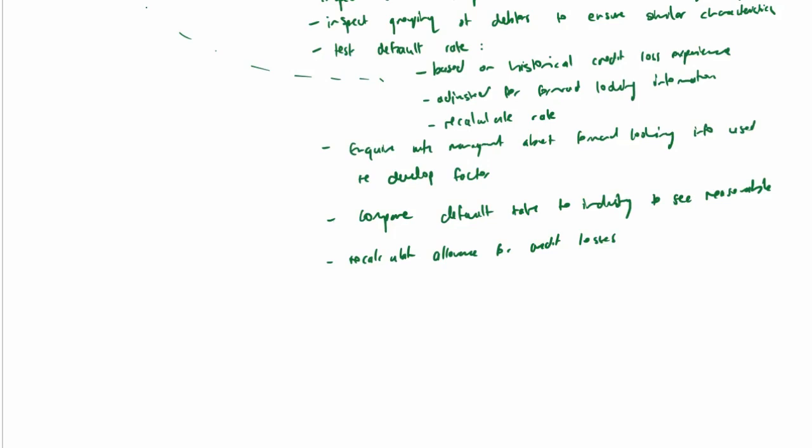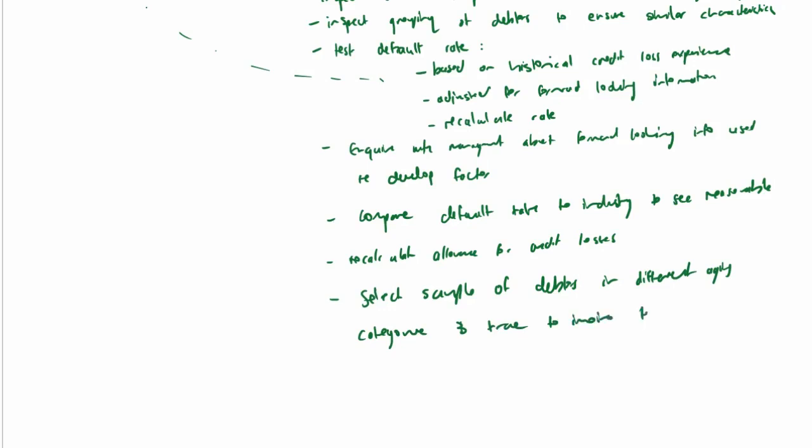And then maybe I want to just test the aging of debtors themselves. So I can say select a sample of debtors in the different categories, and trace it to the invoice to ensure that they've been aged correctly.